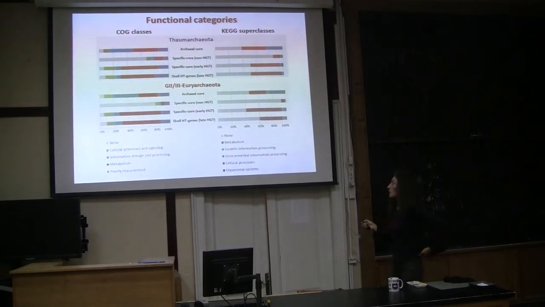And in both cases, for the different types of genes, the archaeal core, the specific core not affected by horizontal gene transfer, the early transfer cases and the late transfer cases, when you look at the relative distribution pattern of genes for the different classes in Archaea and Eukarya, both for COG and for K, you see a significantly similar distribution. So the patterns are more or less the same for these equivalent categories.